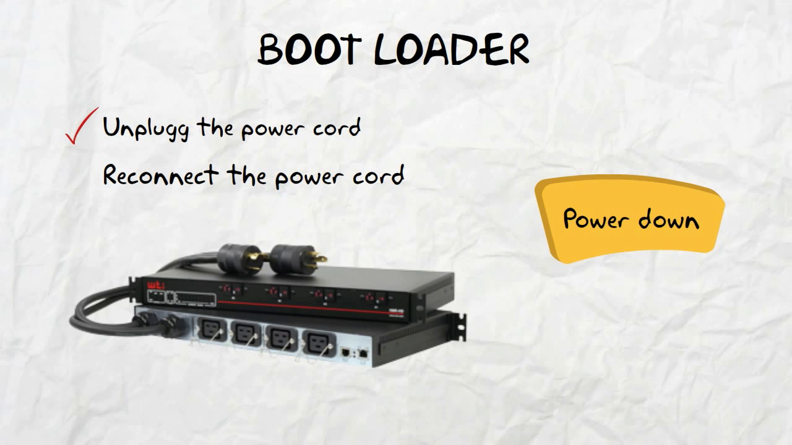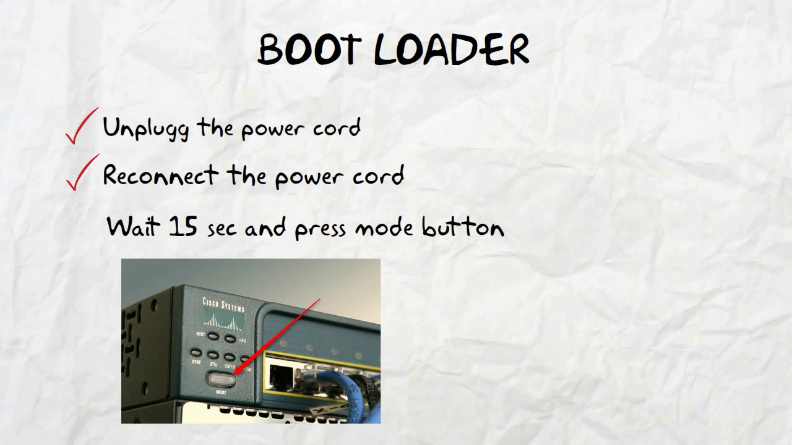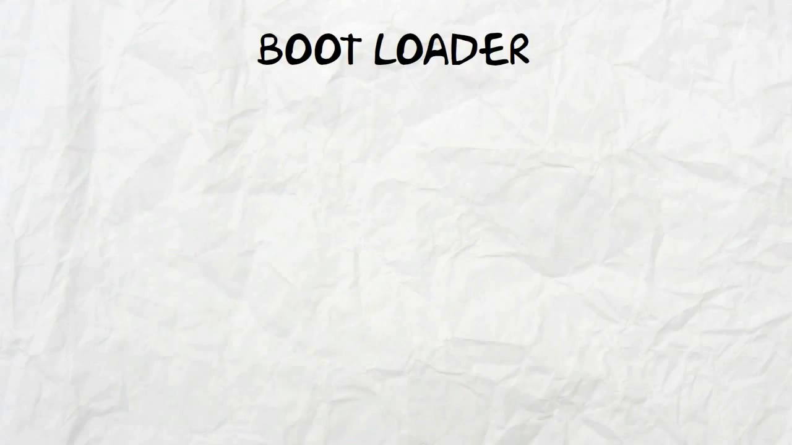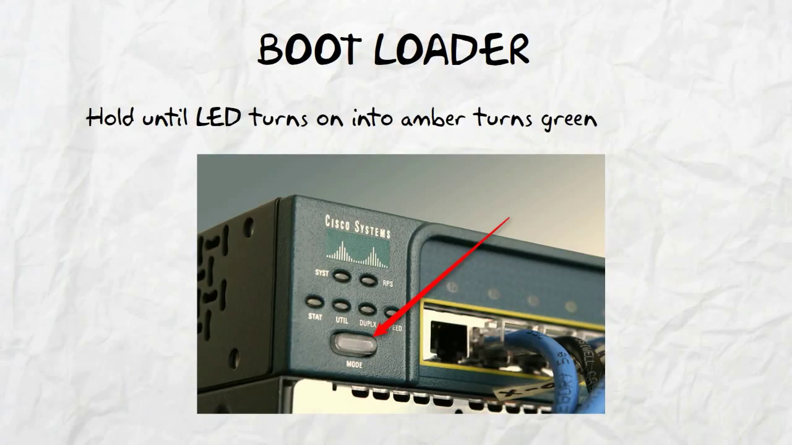And then we reconnect the power cord to the switch, we wait 15 seconds, and then press and hold the mode button while the system LED is still flashing green. Finally, we continue pressing the mode button until the system LED turns amber and then green. And finally, we release the mode button.